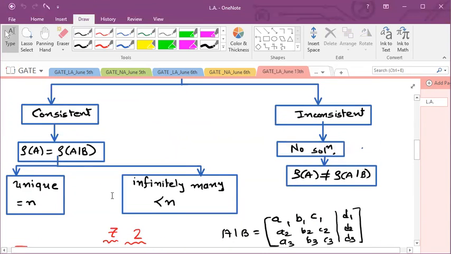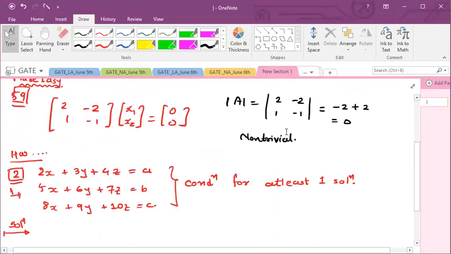At least one solution means either it is having a unique solution or infinitely many solutions, that is one solution or more than one solution. So the condition is this: rank of A should be equal to rank of A augmented B. Both ranks should be the same. So let us try to figure it out now.